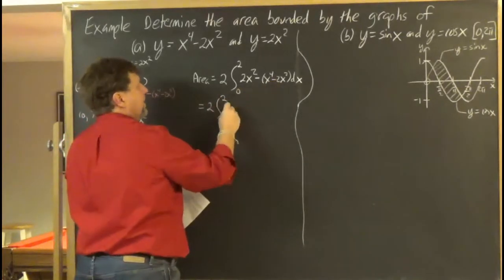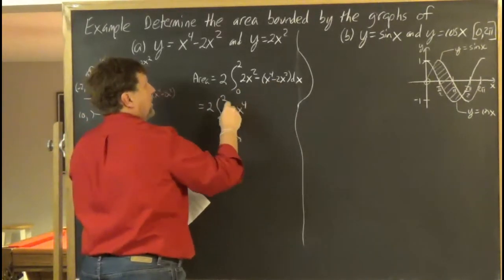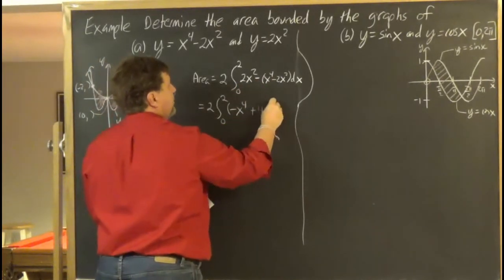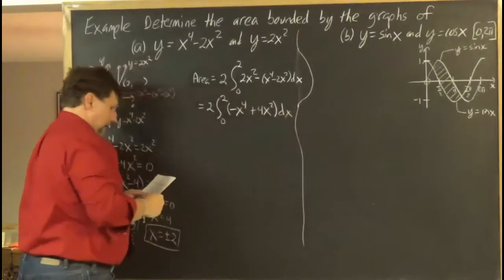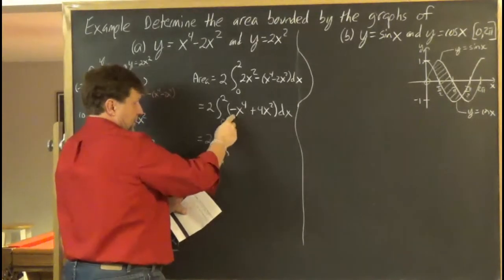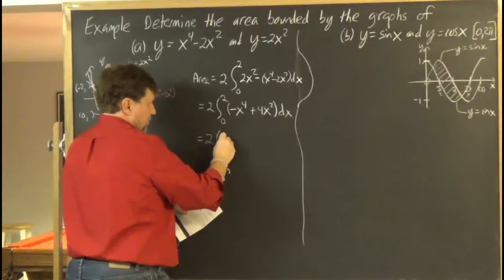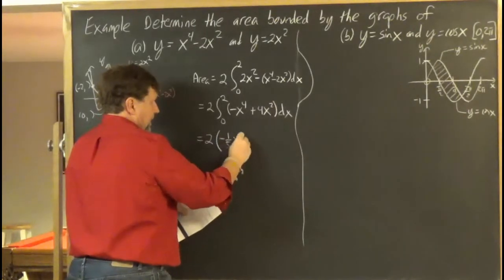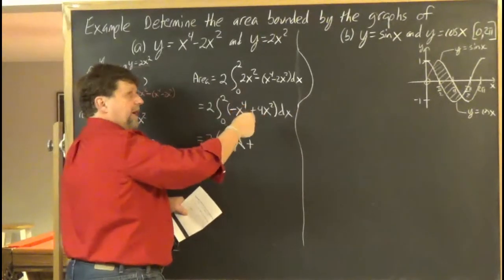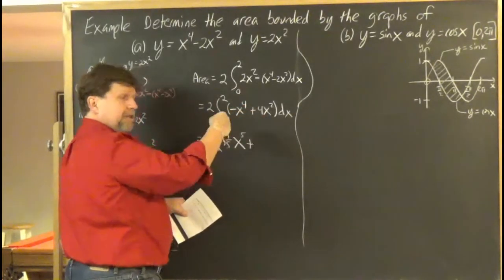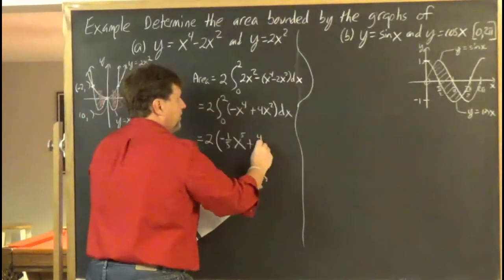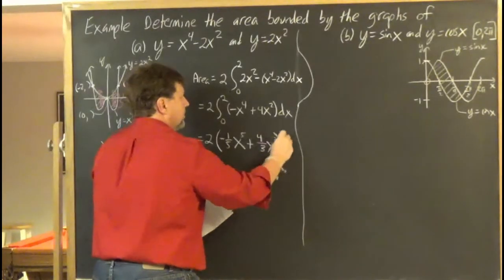I would clean this up a little bit to get negative x to the fourth. Let's see, 2x squared minus a negative 2x squared. That's a plus 4x squared. And get an antiderivative. So the antiderivative here is a negative 1/5 x to the fifth. Antiderivative here, well, the new exponent would be 3. The little multiplier out front would be the reciprocal of the new exponent, which is 1/3. 4 times 1/3 is 4/3.